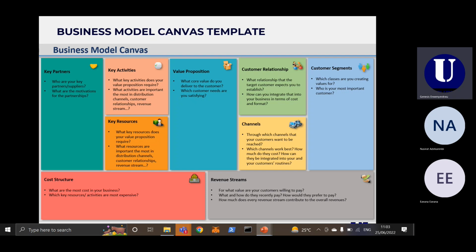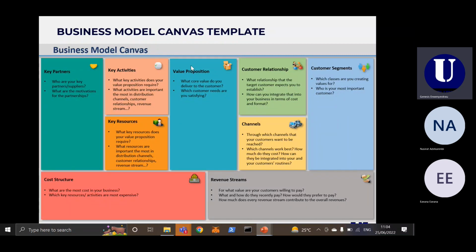Then we have the key partners. Who are you going to be partnering with? As I made mention, you need internet services, so you have to partner with an internet service provider so as to get a cheaper rate, right? You most likely need to partner with some people. If you also want to do an incubation, you have to partner with people that are skilled in that area, right?